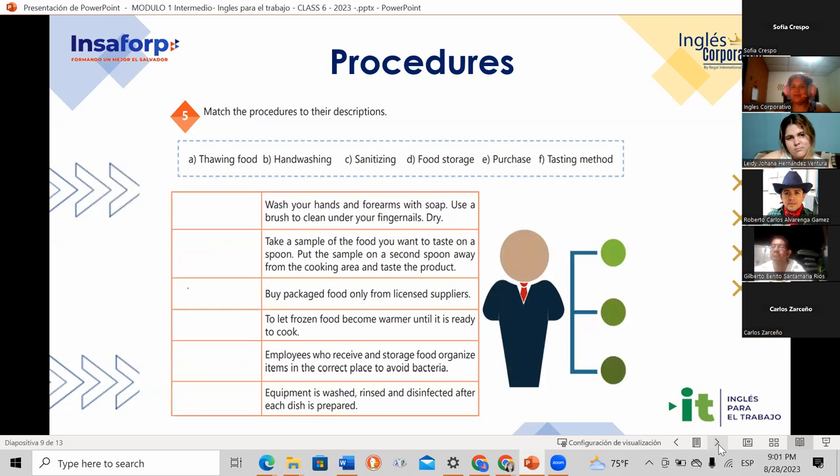Okay, we have more procedures here. Okay, match the procedures to their descriptions. Okay, we have letter A, boiling food. Letter B, hand washing. Letter C, sanitizing. Letter D, food storage. Letter E, purchasing. Letter F, testing method. Okay. I'm going to give you 2 minutes. Read the descriptions, and then you are going to tell me what is the correct one.